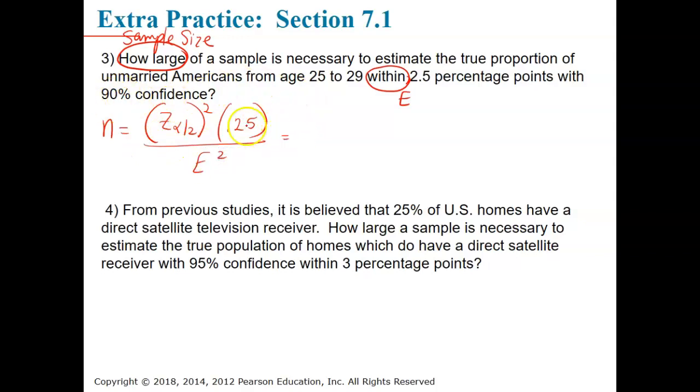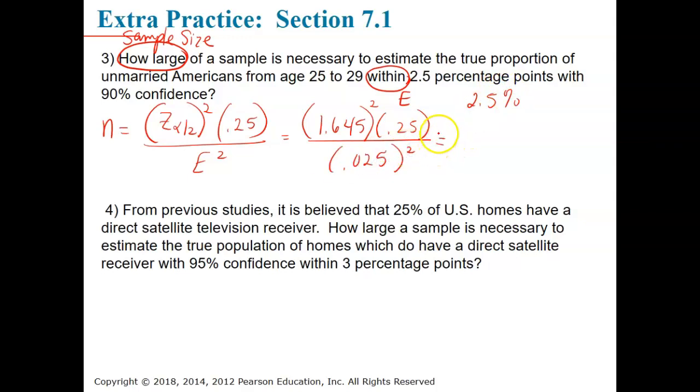Okay, so for 90%, I'm going to put in 1.645. And then for my margin of error, 2.5 percentage points. So 2.5% is going to be 0.025, and that's going to need to be squared. So I'm going to get 1,082.4. And we talked about you always have to round these up. So 1,083 for my answer there.